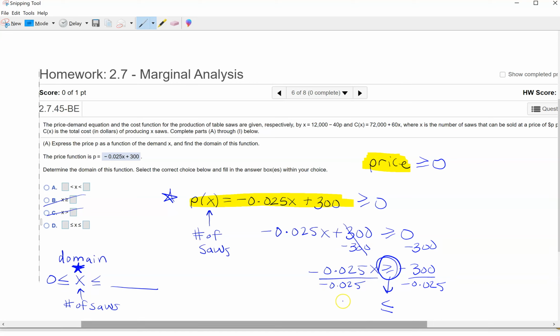It reverses the direction of that inequality sign. So I get x must be less than or equal to, I'm typing that in my calculator right now, I get 12,000. Okay, so that's the upper limit. That's the maximum number of saws that this company can make and sell in this market. So my upper restriction on my domain is 12,000. So I'm going to enter that in D.